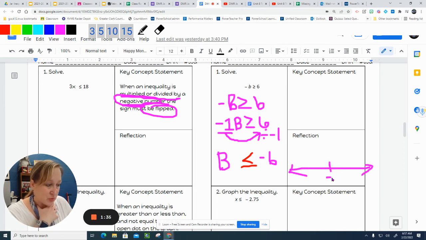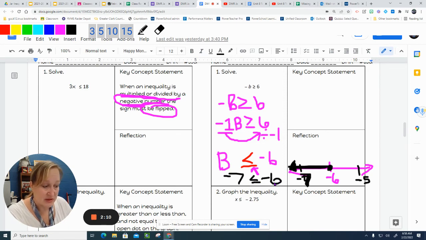Your reflection will be to graph this. So make sure that you put your point of -6. Notice that this has the little line underneath it, so it means it can be equal to. So that is a closed circle. I can test, let's see, this is -5, this is -4. B has to be less than -6, or this would be -7. So less than -6 would be going this way, because -7 is less than -6.